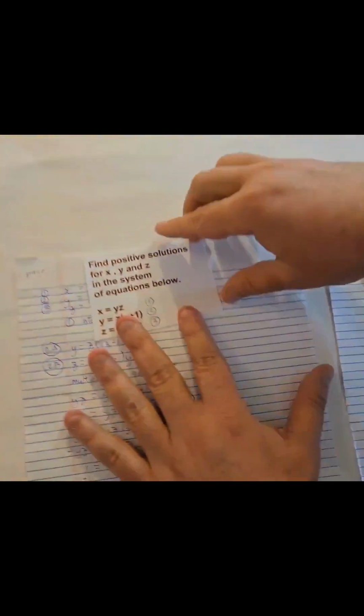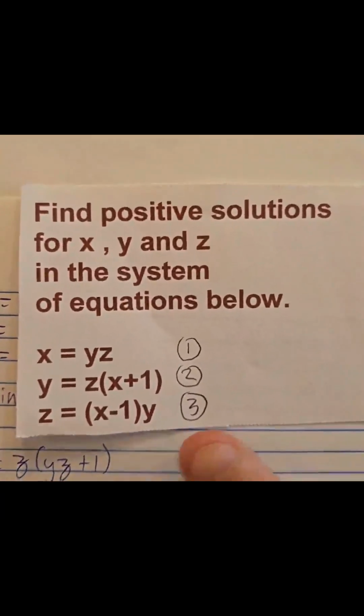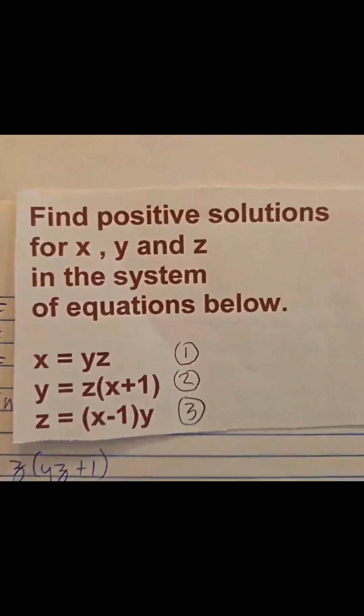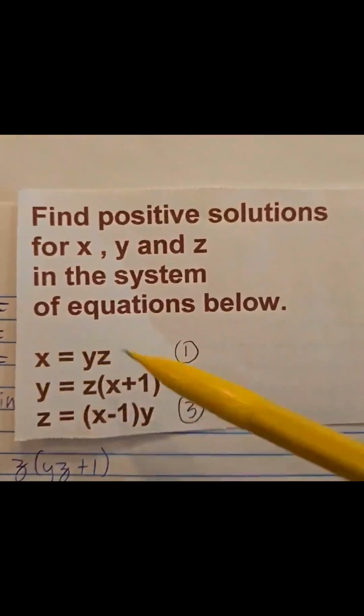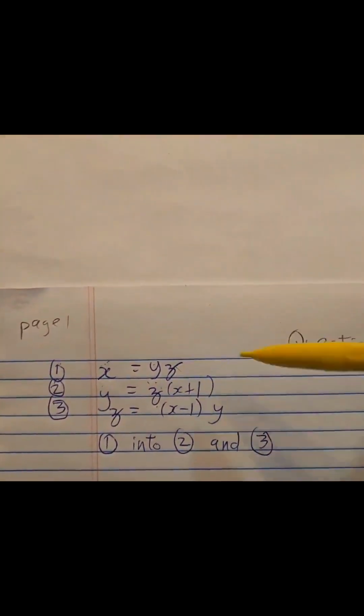This is the actual question. I rewrote it. Find positive solutions for x, y, and z in this system of equations. And I just penciled in 1, 2, and 3, so when we refer to equations, we know which ones. Now we're going to start doing it the method that's in his book. So let us tackle the question now.